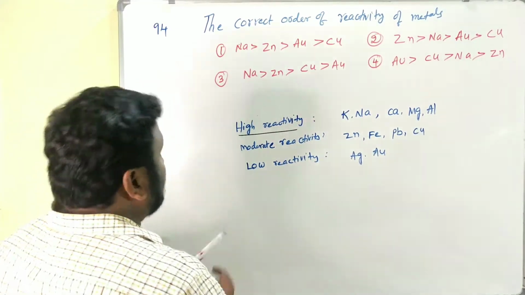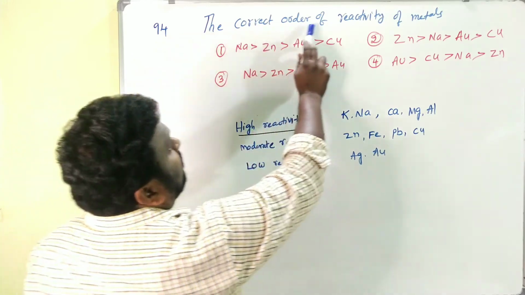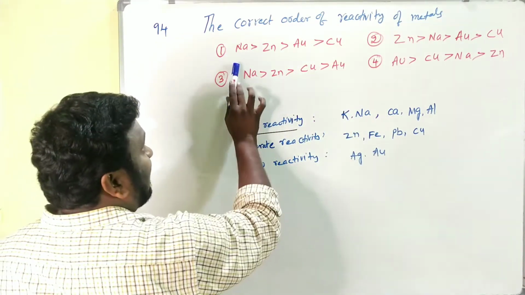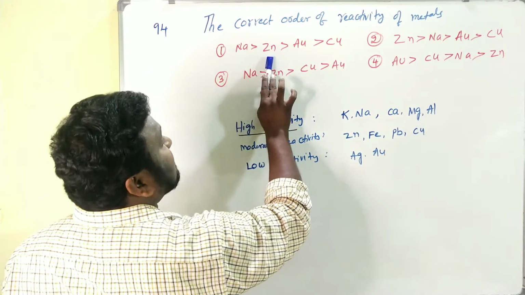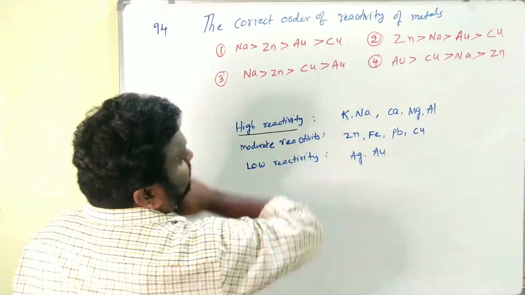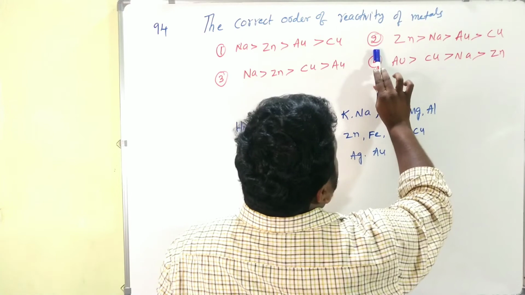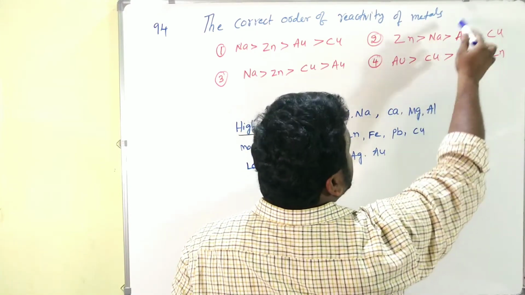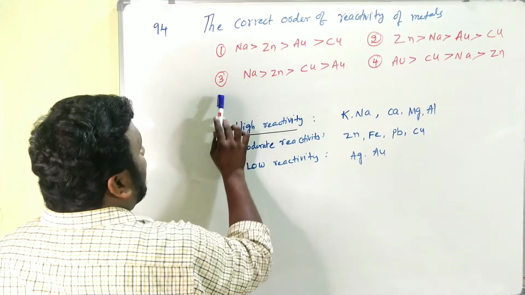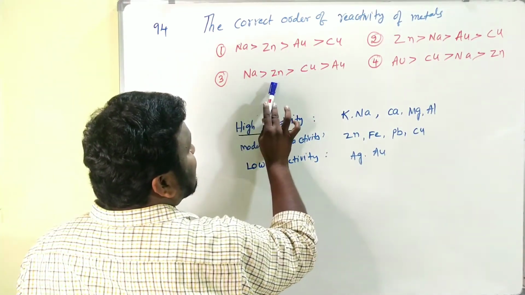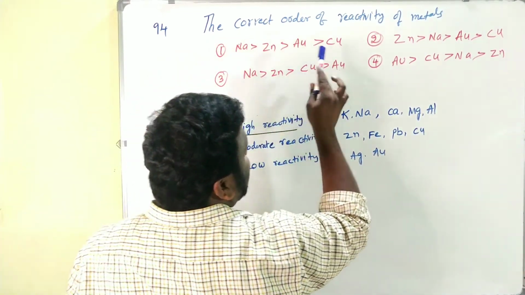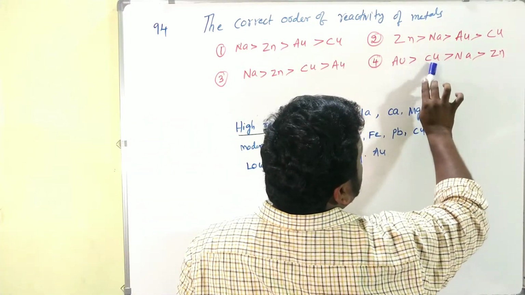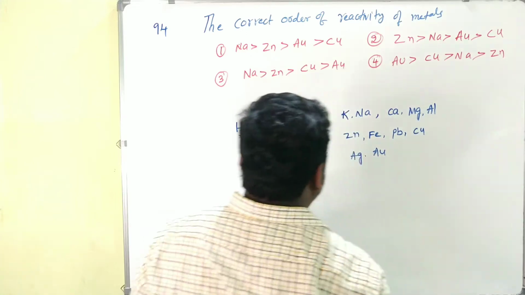Look at the question. The correct order of reactivity of metals. Options are given. First option, Na is greater than Zn, Zn is greater than Au, Au is greater than Cu. Second option, Zn is greater than Na, Na is greater than Au, Au is greater than Cu. Third option, Na is greater than Zn, Zn is greater than Cu, Cu is greater than Au. And fourth option, Au is greater than Cu, Cu is greater than Na, Na is greater than Zn.